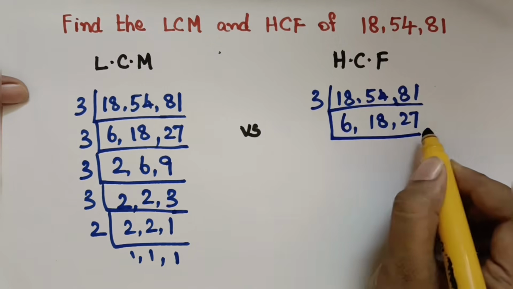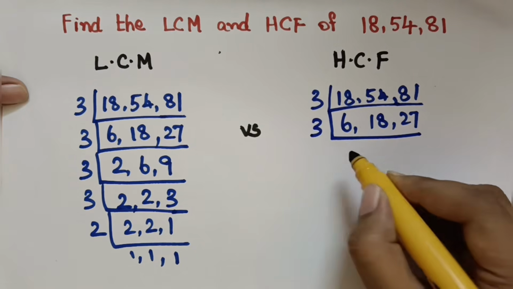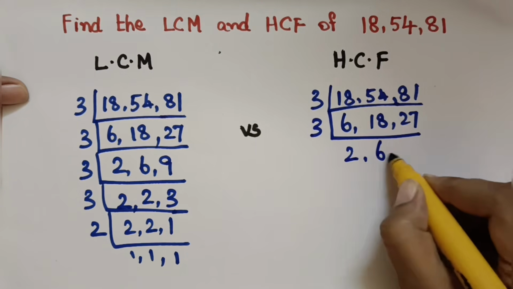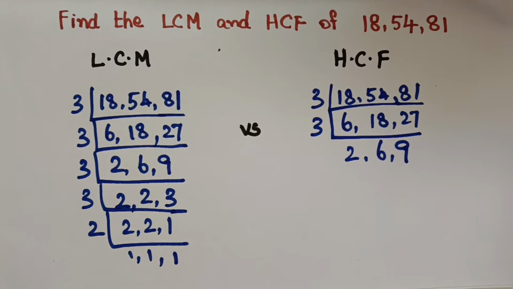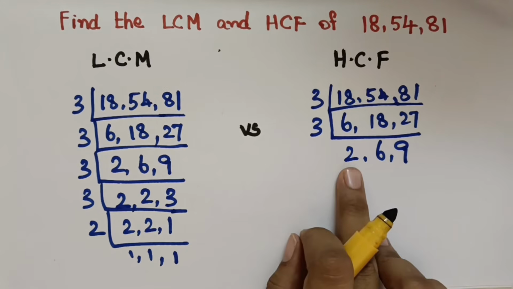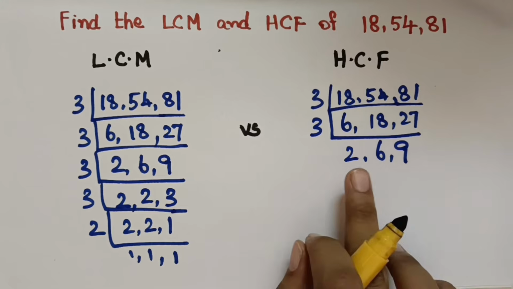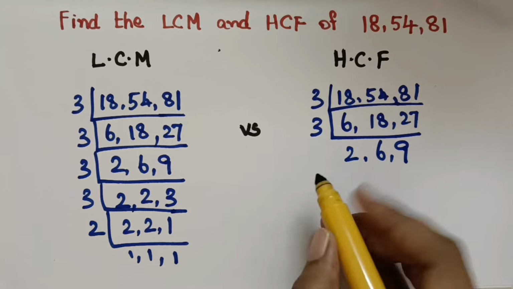Here all the three numbers are divided by 3. So take 3 as the divisor. 2 3s are 6, 6 3s are 18 and 9 3s are 27. Then here there is no common divisor. 2 is not divided by 3 and 9 is not divided by 2. So stop here.